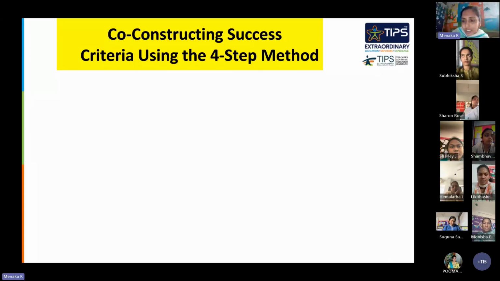Co-constructing success criteria means teacher and student work together using clear steps to define what successful learning looks like. Yes. Usually the term co-construction may mislead that students are actually creating it from scratch. It's not like the students are creating on their own. Teacher and student develop the success criteria together for the particular assignment. Whatever we are assigning for them, they are creating along with us.